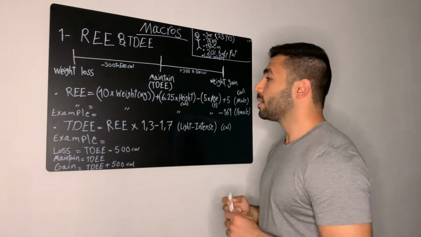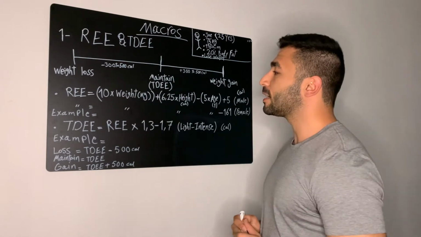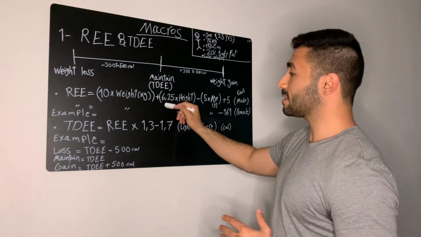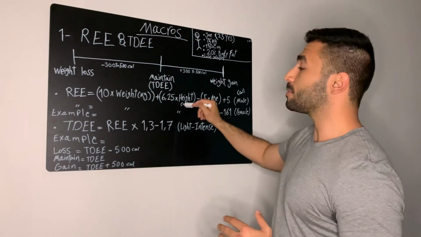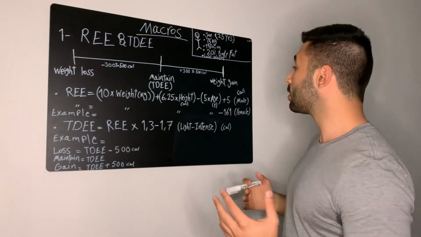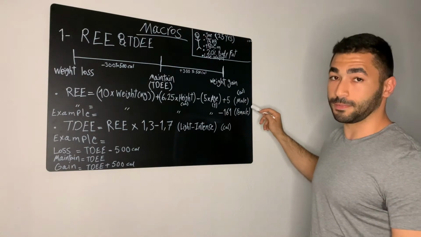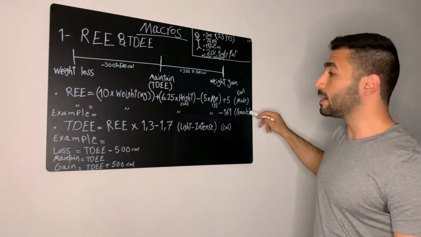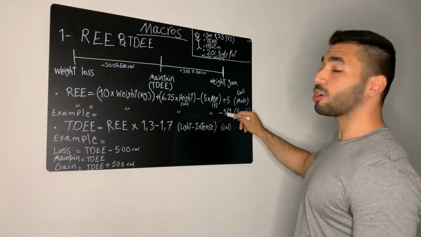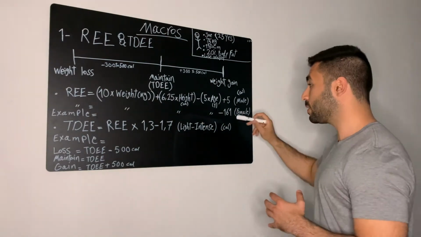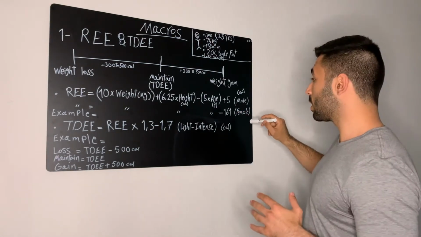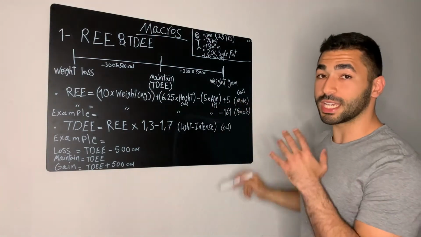All right, so for REE, you need 10 times the weight of the person in kilograms, plus 6.25 times height in centimeters, minus 5 times the age in years, plus 5 for males. Okay, this is the formula for males, guys. And for females, it's the same formula all the way until minus 161. So for females, you definitely need to subtract 161. Okay. And the unit of this will be calories.